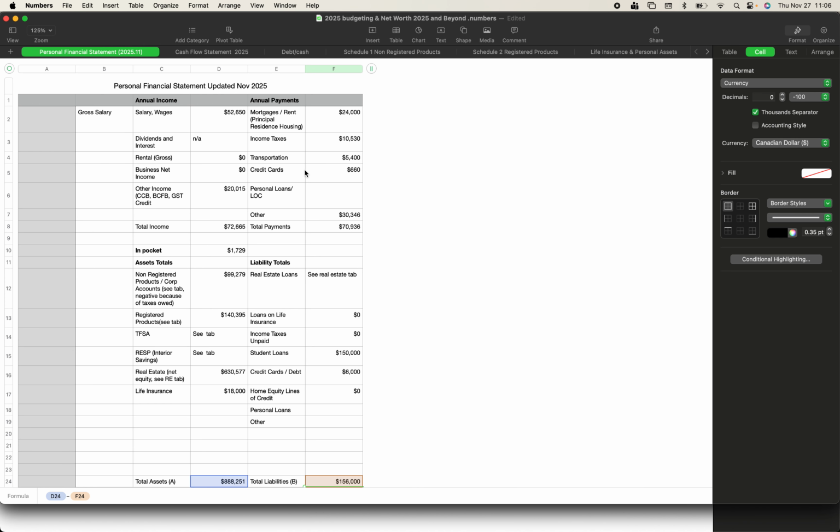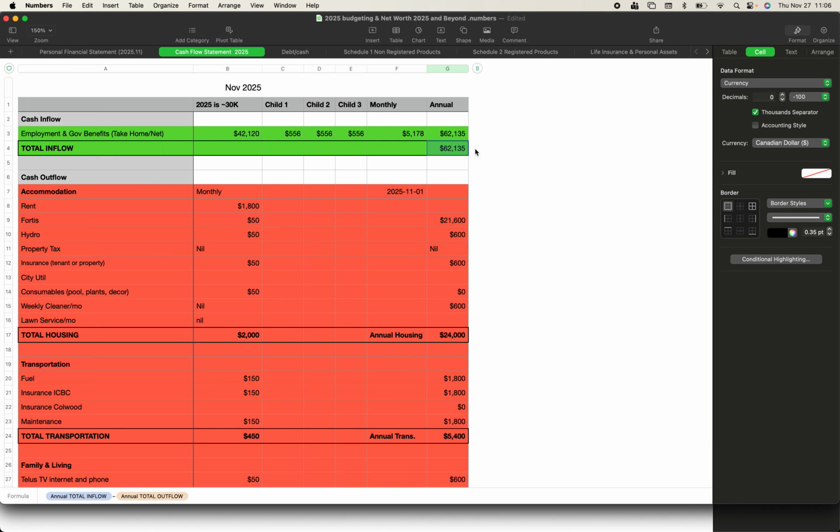So that's it. Just a quick walkthrough of this spreadsheet. I hope it's a tool that you find useful as well.